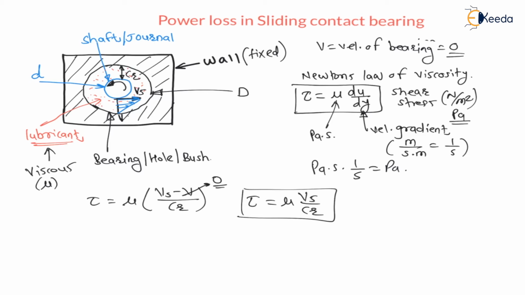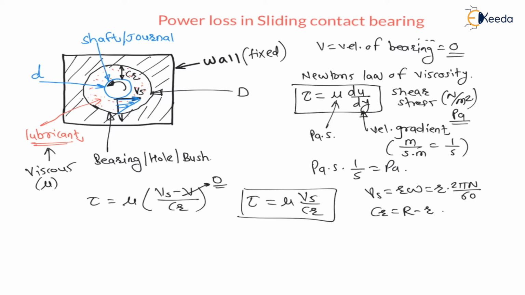It is also called frictional shear stress or torsional shear stress, because as the shaft is rotating there is a torque. Now this is how frictional shear stress or viscous shear stress is calculated, where Vs is nothing but the velocity of shaft, calculated as r omega, which is r into 2 pi N upon 60, that we have learned. And radial clearance is nothing but radius of bearing minus radius of shaft.